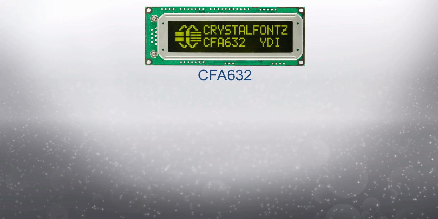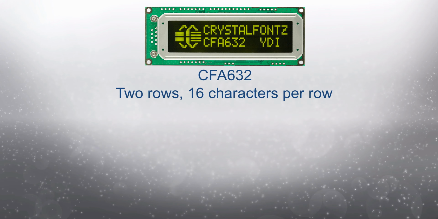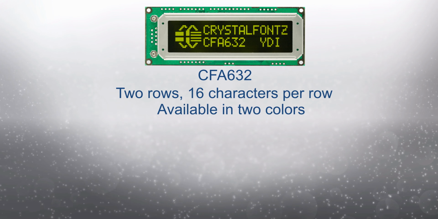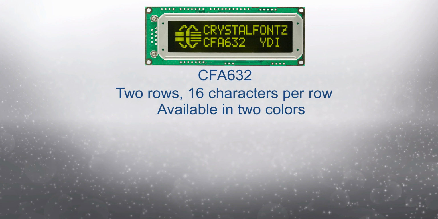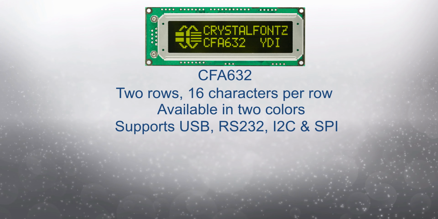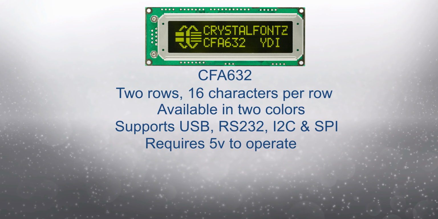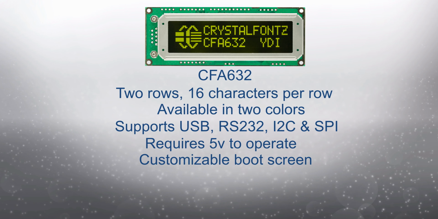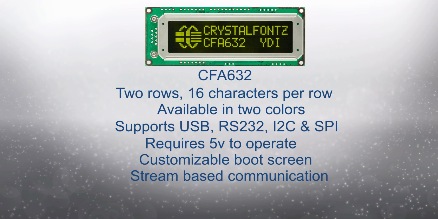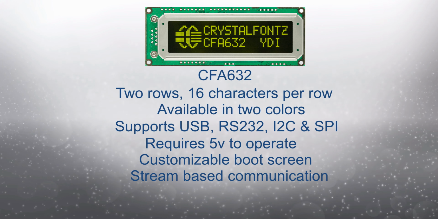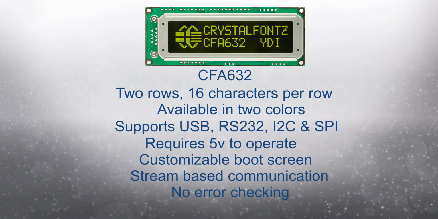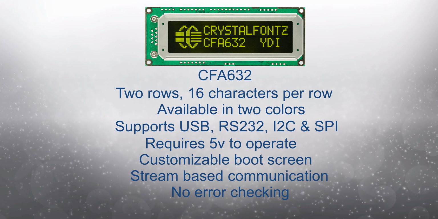Starting off with our CFA 632, it features 2 rows with 16 characters available on each row. It's available in 2 colors, yellow with dark letters, or dark with yellow letters. It supports USB, serial, RS-232, I2C, and SPI. It requires 5 volts to operate. You can customize the boot screen so when it's starting it will display your custom message. It's stream-based, so any data sent to the LCD is displayed. It doesn't do any error checking like some of our others that we'll be going over, so if there's any possibility for noise or interference in your circuit, then this probably isn't the right display for you.